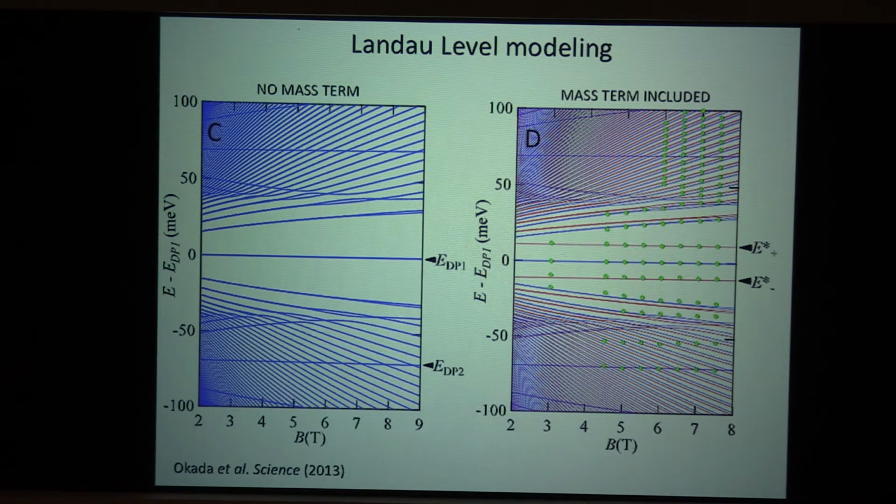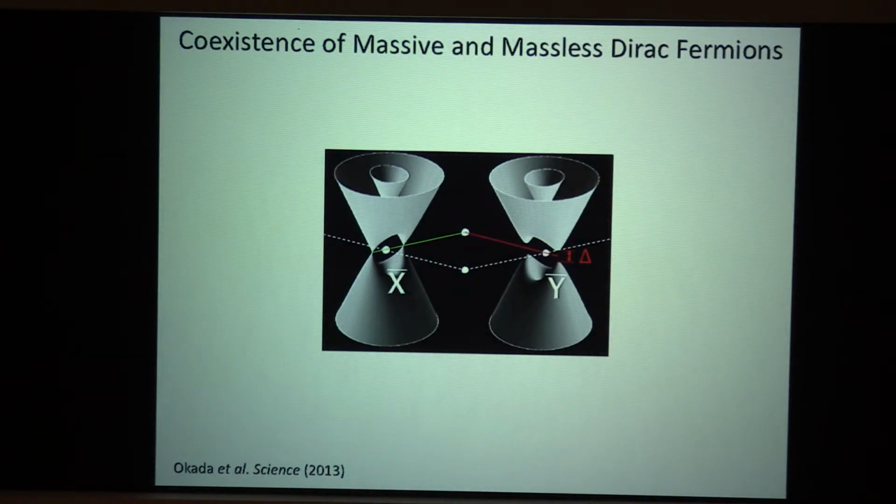It fits our data beautifully, but that's not proof. I agree. So here all these lines were calculated by theory, and all these dots are experiment, and you can see that the dots line up beautifully with the theory. Everything works beautifully. But the question is, what's the proof that this thing is actually happening, right? That you actually have this kind of coexistence of massive and massless Dirac fermions.